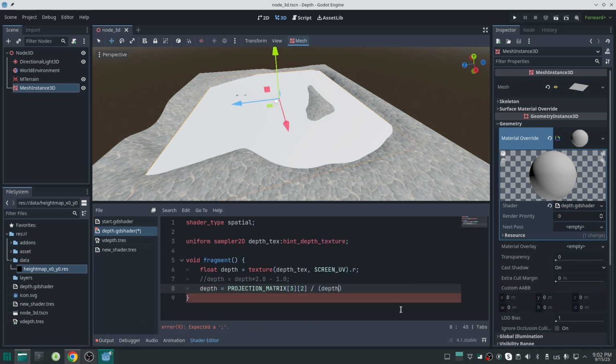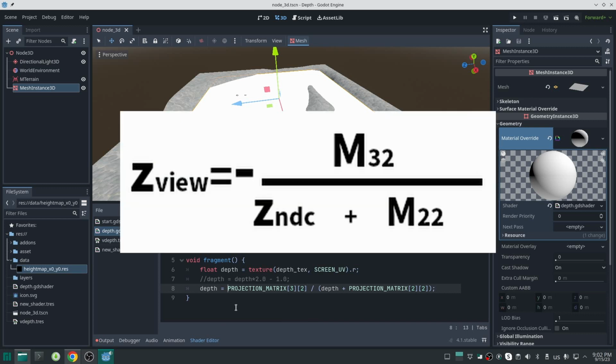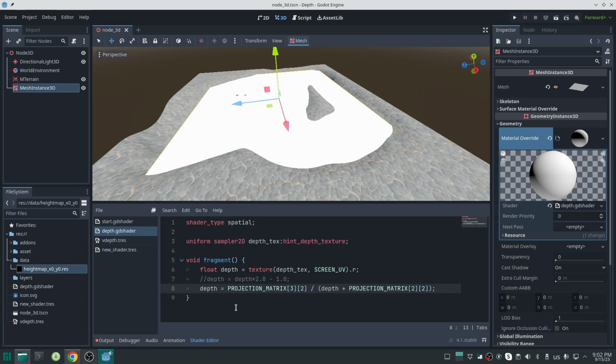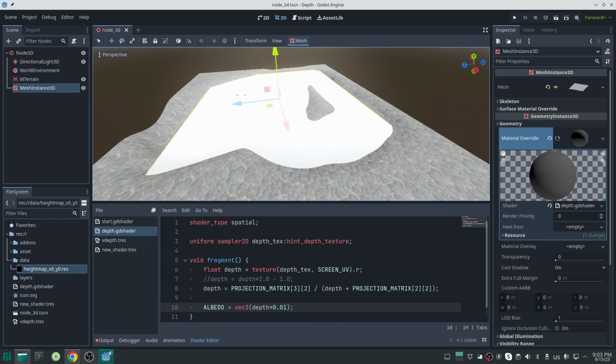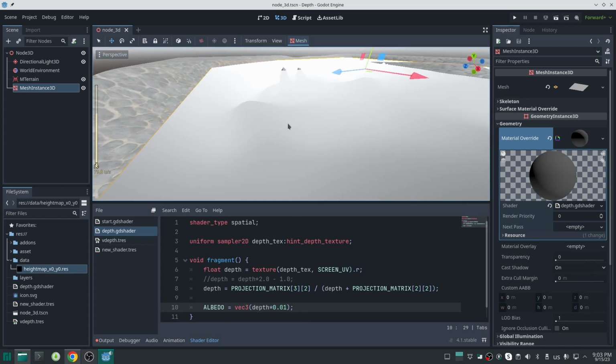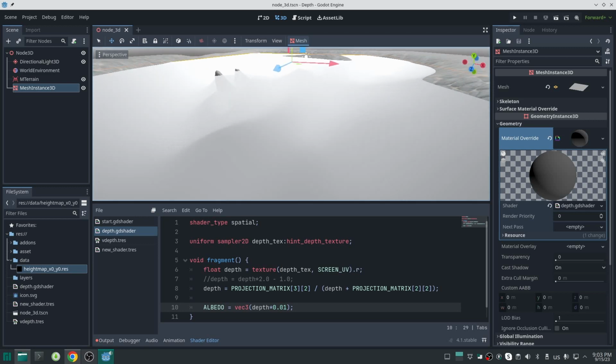The original value of the depth is negative. That is because the camera is always looking in the negative direction. But if you remember, in our formula, we had a minus. So I removed that, so we get a positive value here. So our depth now is positive. Let's put this into Albedo and see what it does. I also multiplied that with a small number so we can see better what is happening. As you can see, this is working.